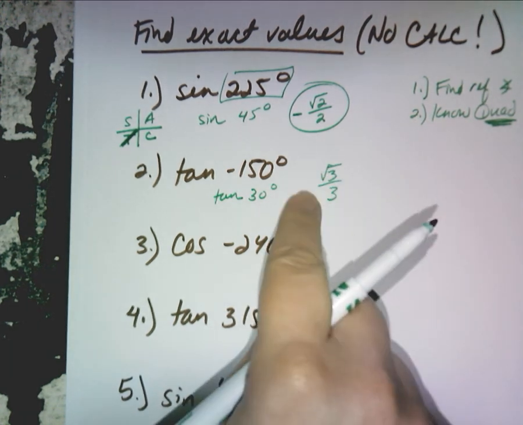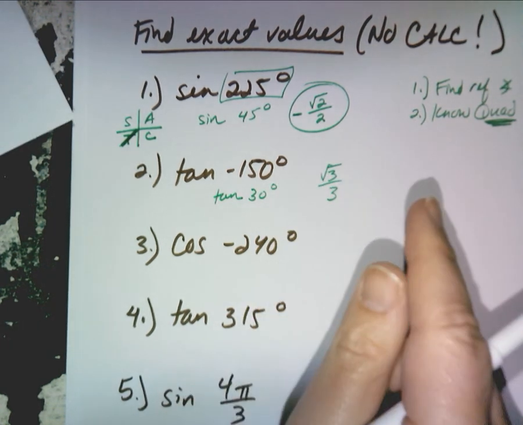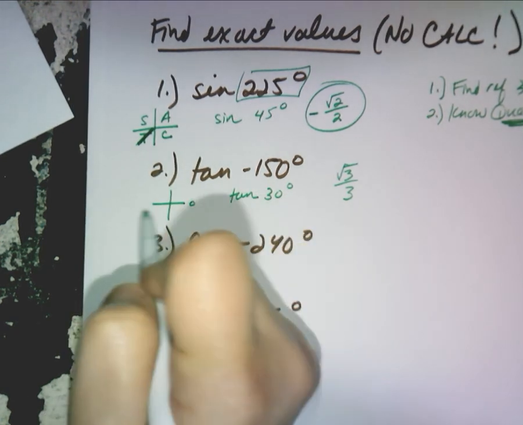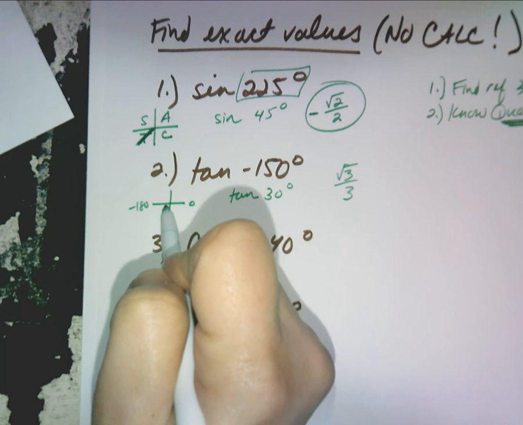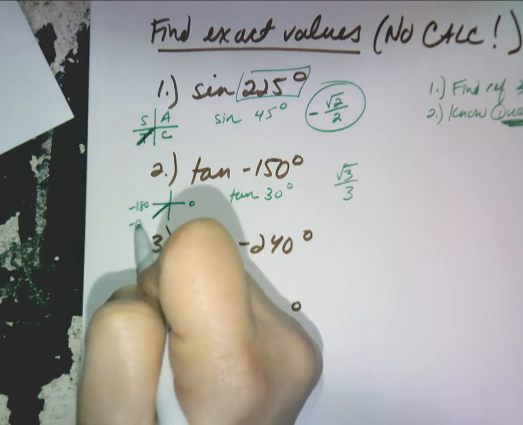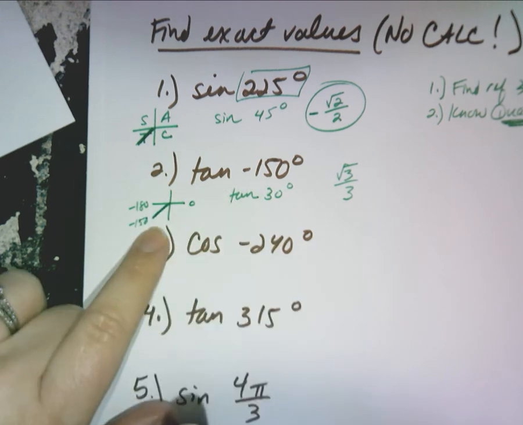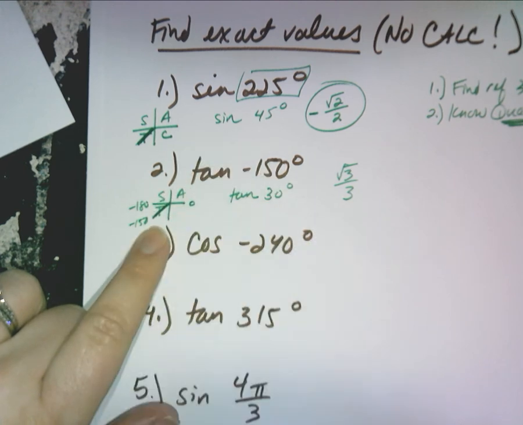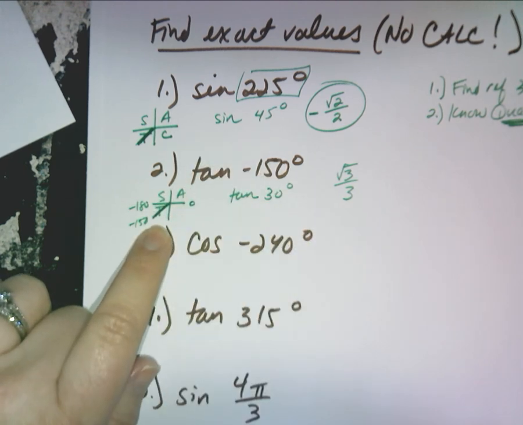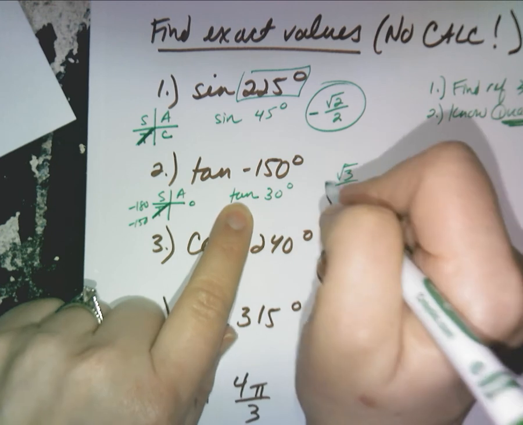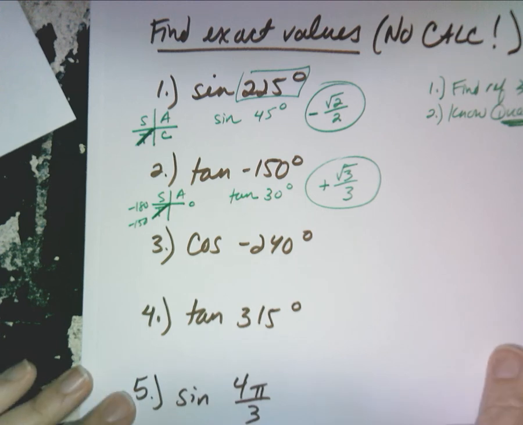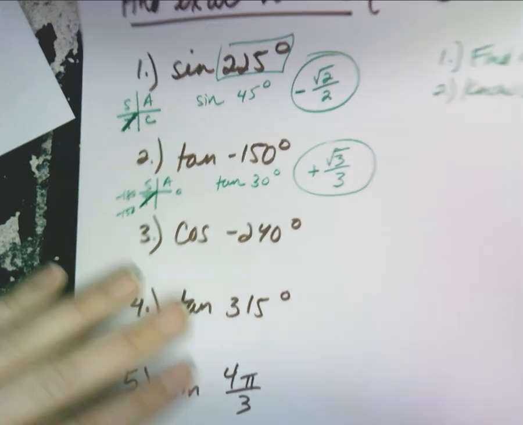But is it positive or is it negative? Well, that's because you got to know what quadrant you're in. So if here's 0, here's negative 180, wouldn't you agree negative 150 would be here in that third quadrant? All Students Take. What's positive there? And that's what I have. So it's positive. You don't have to write the positive, but I am writing the positive. Let's do it again.